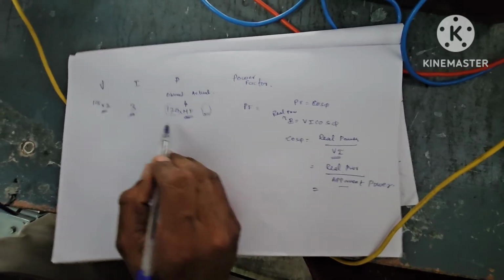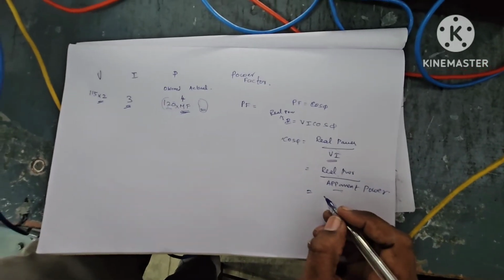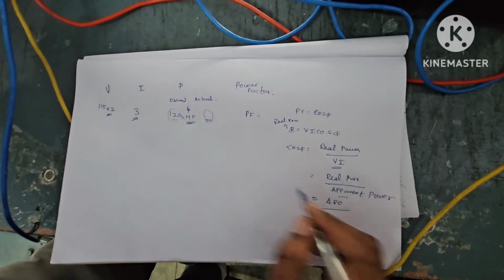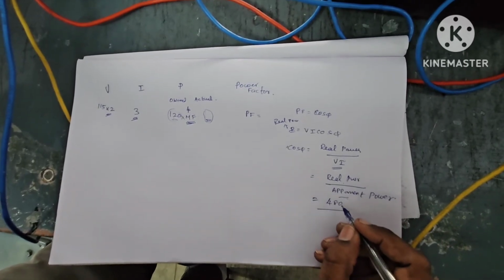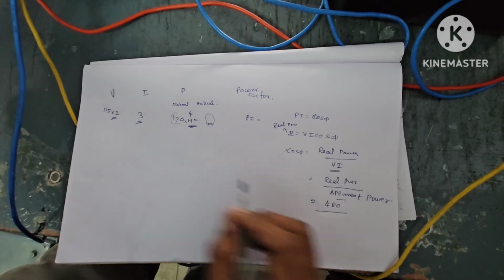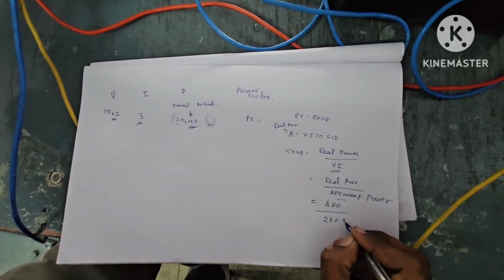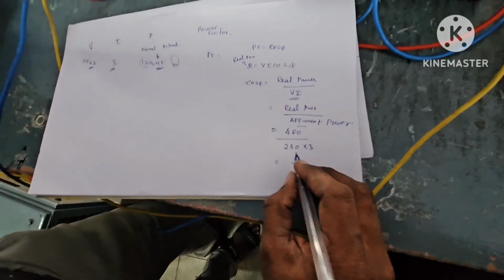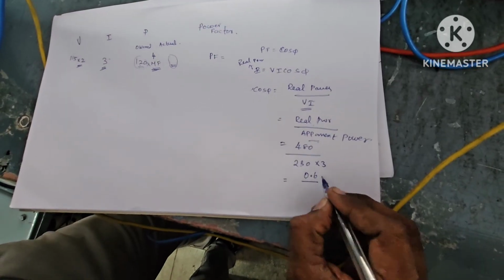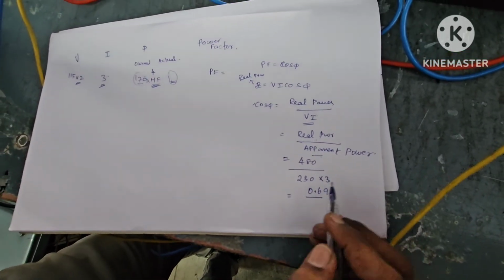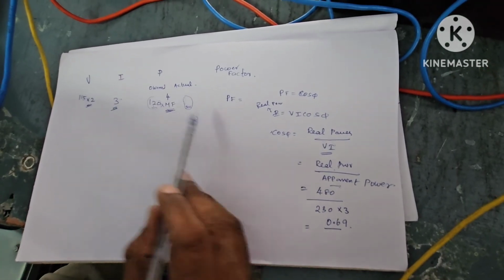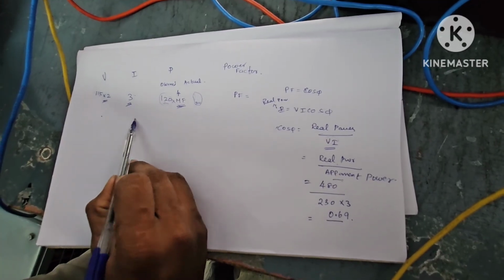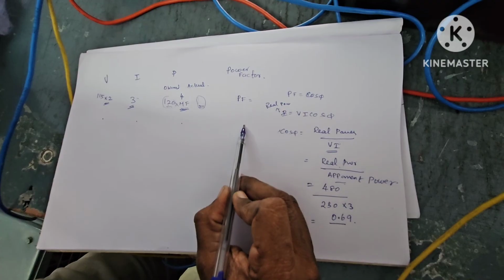So let's say for this case, 120 into 4, that is 480 watts, divided by voltage into current. So it is 230 into 3. You solve, you'll get the power factor for this. See, now we are getting a power factor of 0.69, right? So the same you can repeat for different loads. You can repeat the same thing by turning on a few other loads, and you can record voltage reading, current reading, power reading, and you can calculate the power factor. Okay, thank you.